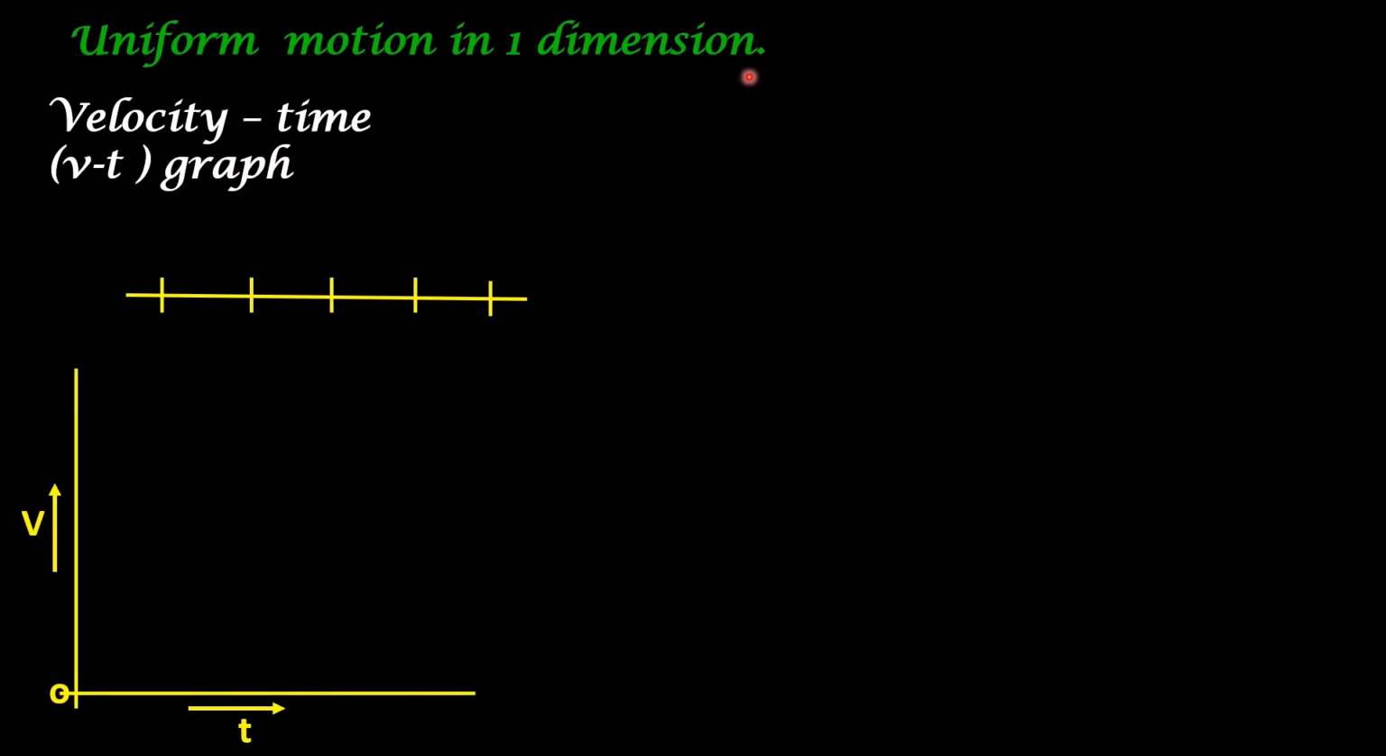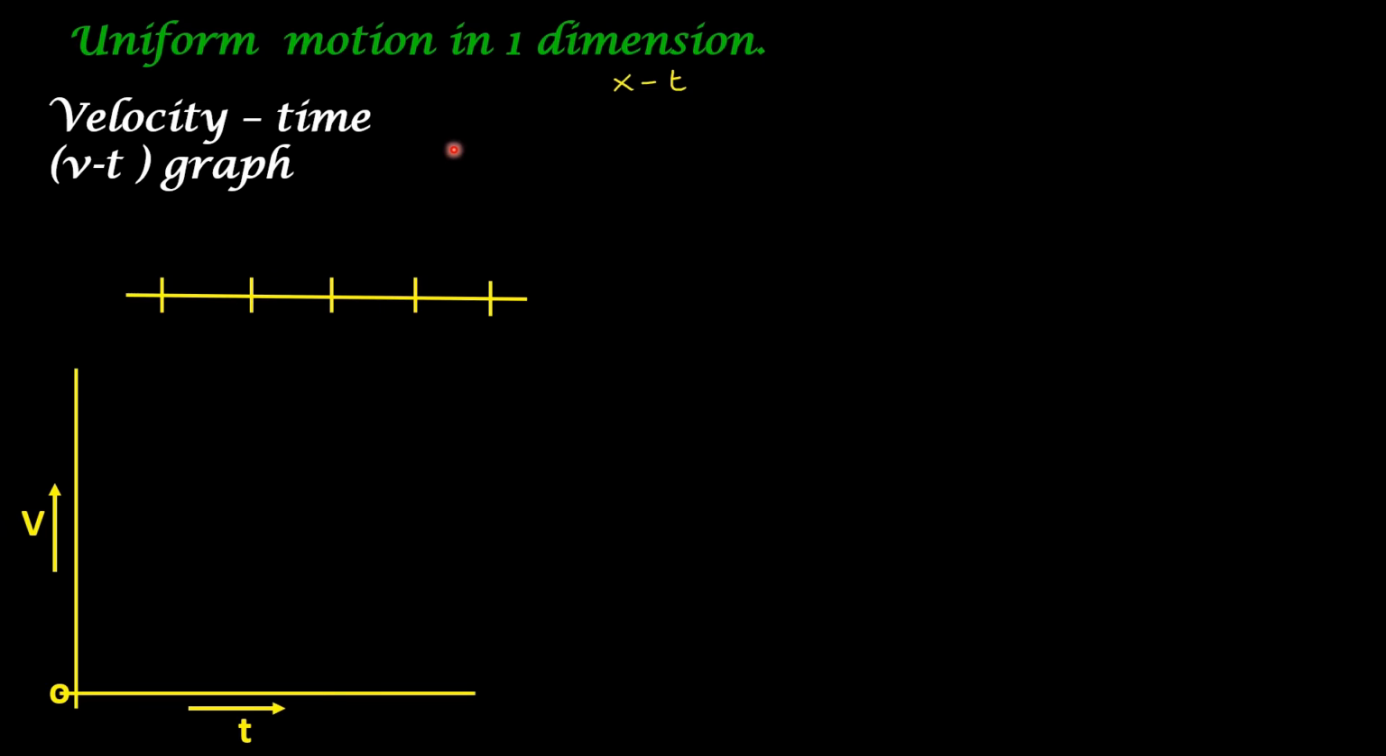Uniform motion in one dimension. Velocity time graph, that is v-t graph. Here I am discussing uniform motion. In some books, uniform motion and non-uniform motion are discussed together. But I thought one might get confused when both these types of motion are discussed together. So here I am restricting my class to uniform motion in one dimension. After finishing this, we will pass on to non-uniform motion.